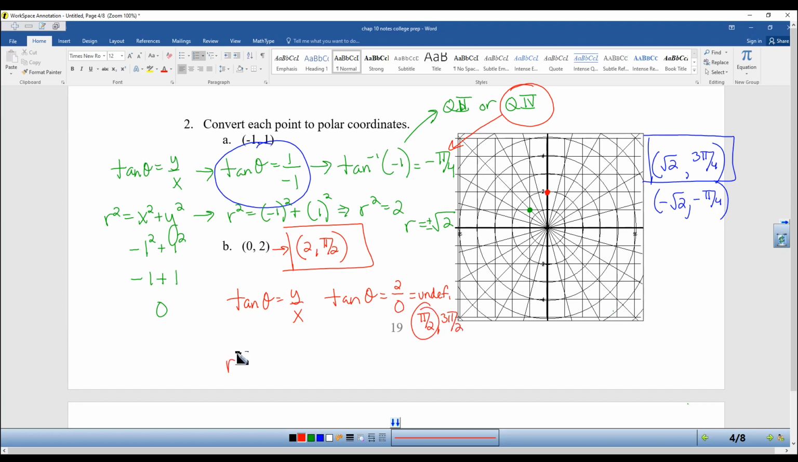And then r squared is equal to x squared plus y squared, which means r squared is equal to 0 squared plus 2 squared. So, of course, r is equal to 2. So we would have gotten the answer even if you hadn't graphed it and just looked at it. But I'm always trying to encourage you to look at your answers and see if they make sense.